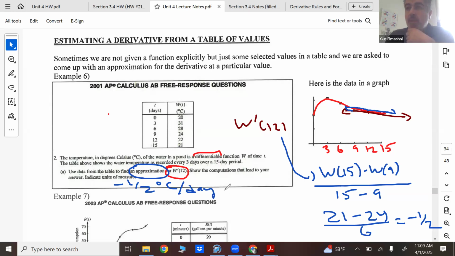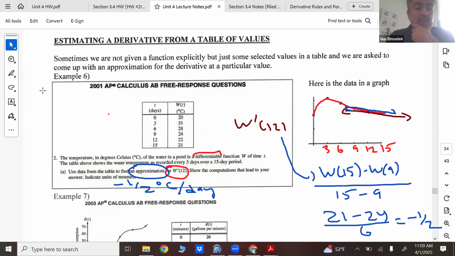So at the moment, on the 12th day, the temperature is dropping about 1/2 a degree. So do we need a graph? No. Just nice to have, but we understand what we're trying to do. We're trying to do a symmetric difference quotient.